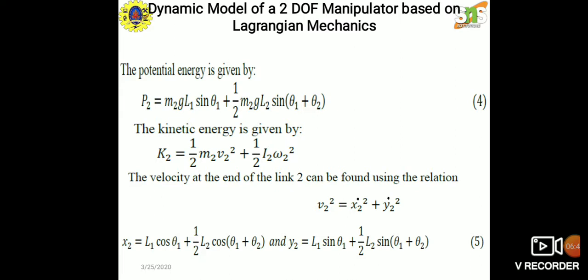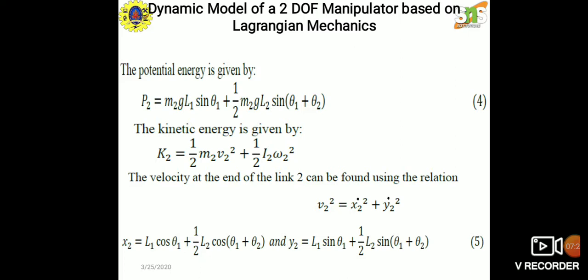We know that x2 equal to L1 cos theta 1 plus 1 by 2 L2 cos(theta 1 plus theta 2) and y2 equal to L1 sin theta 1 plus 1 by 2 L2 sin(theta 1 plus theta 2). Differentiating x2 and y2, we get x2 dot equal to minus L1 sin theta 1 multiplied with theta 1 dot minus 1 by 2 L2 sin(theta 1 plus theta 2) multiplied with (theta 1 dot plus theta 2 dot). Here y2 dot equal to L1 cos theta 1 multiplied with theta 1 dot plus 1 by 2 L2 cos(theta 1 plus theta 2) multiplied with (theta 1 dot plus theta 2 dot).